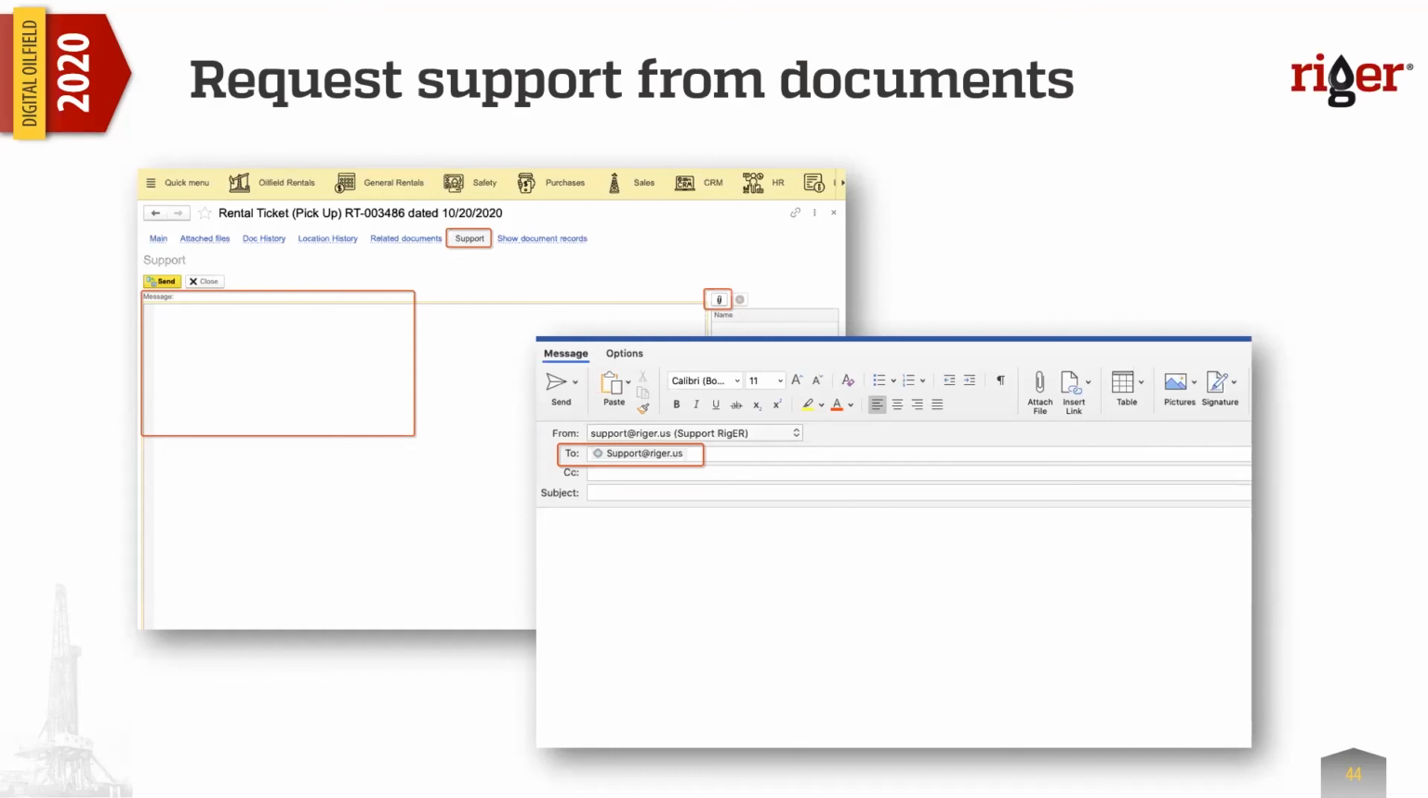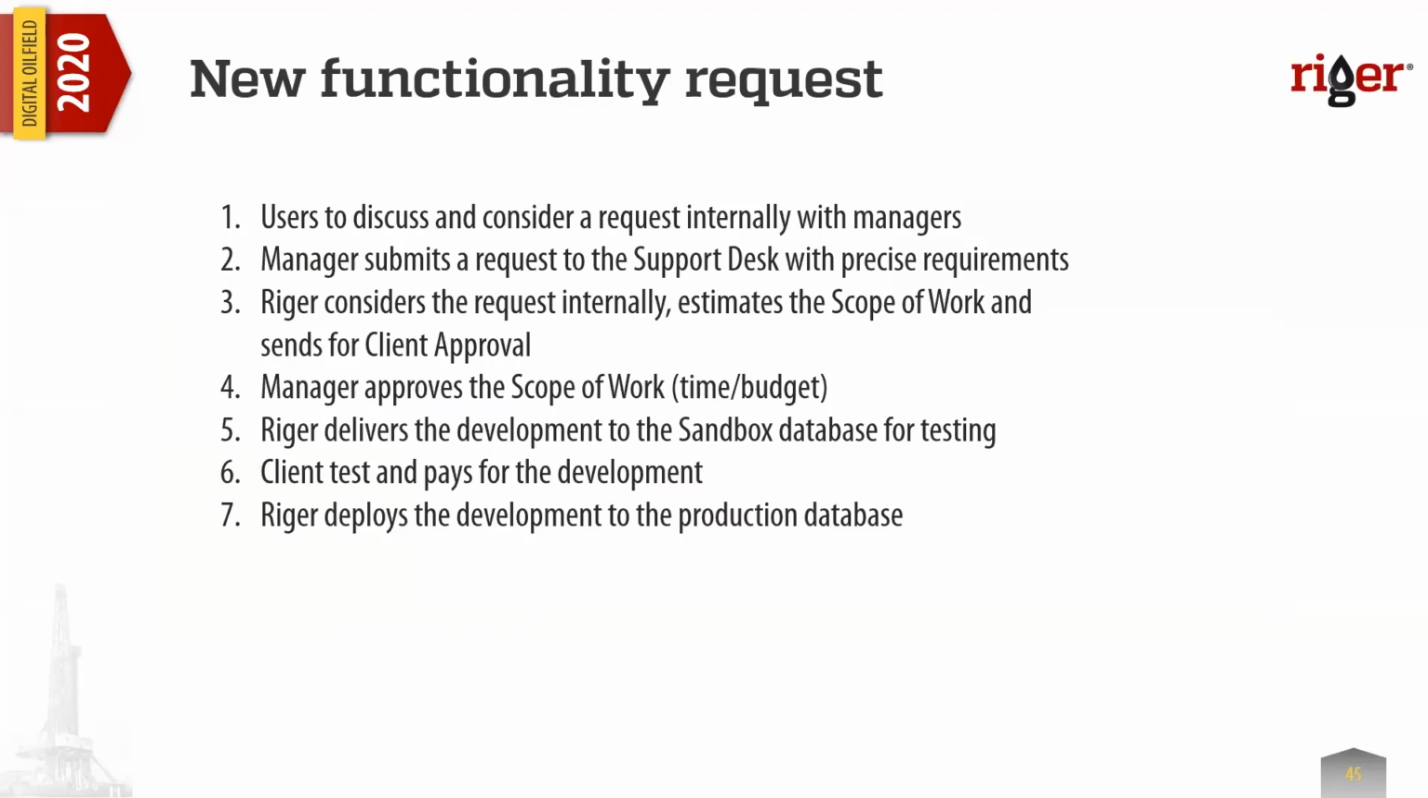and send you back an answer to your email address. So the next topic I would like to discuss is the new functionality request in RigER. It often happens that you may need some new functionality, some new implementations in RigER. So how to submit these requests? The first step would be for RigER users to discuss and consider requests internally with the managers. And then managers will submit a request to our support desk with precise requirements: what you need, what should be done, how it should work, and so on.